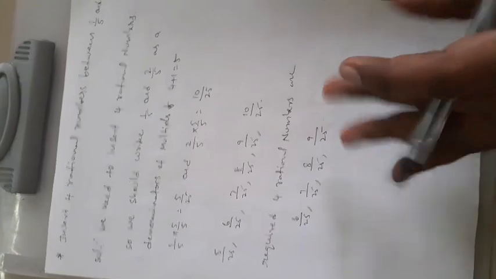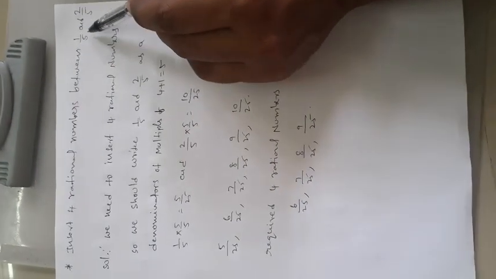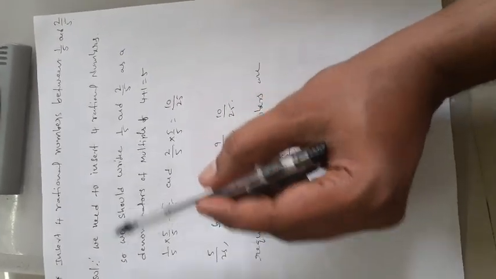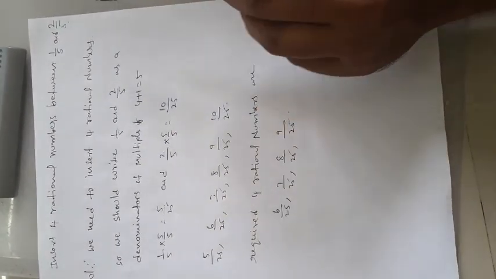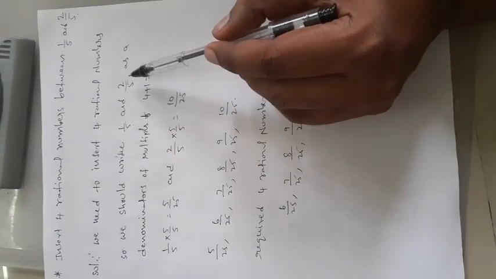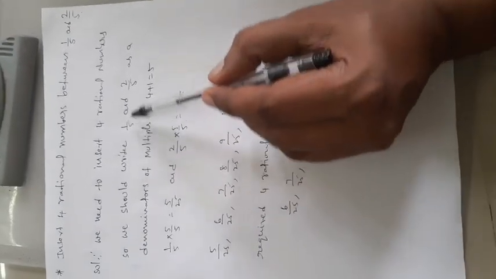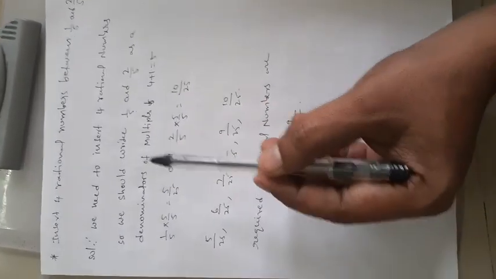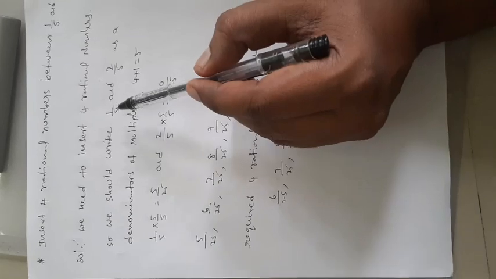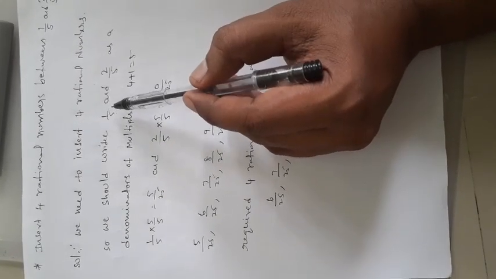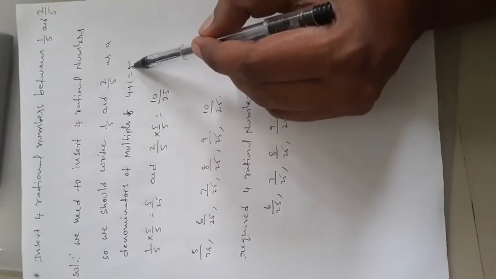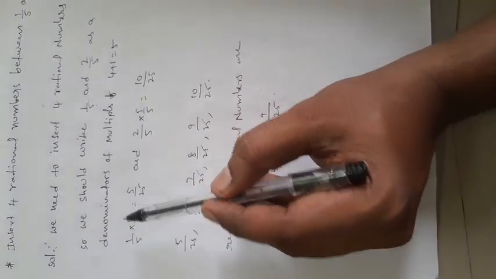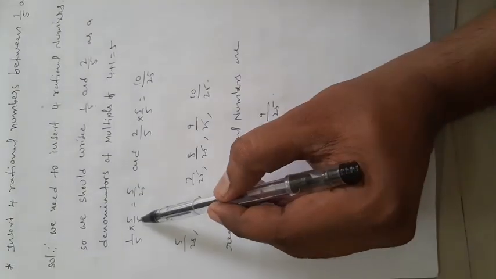Suppose they give another problem. Let us see this: insert 4 rational numbers between 1 by 5 and 2 by 5. The same process we are going to do. Between 1 by 5 and 2 by 5 we need to insert 4 rational numbers. So we should write 1 by 5 and 2 by 5 as rational numbers with the denominator being a multiple of 4 plus 1, that is 5. So we write multiples of 5. Because 4 plus 1 is 5, multiply and divide by 5 and 5.